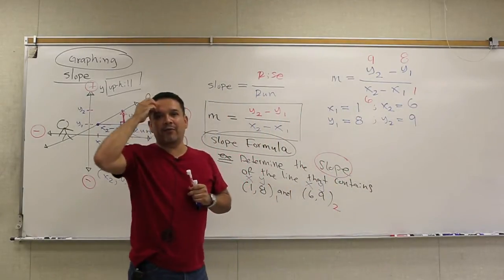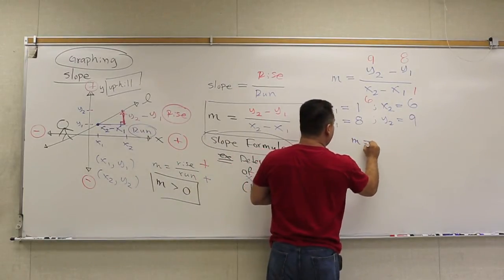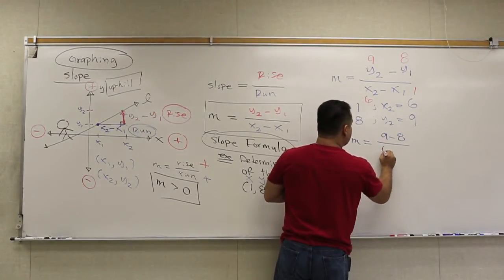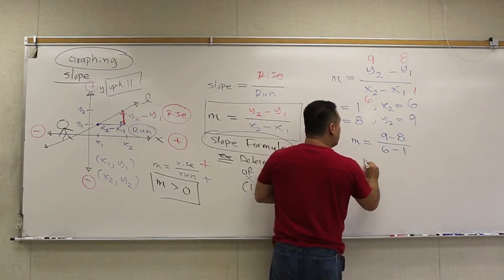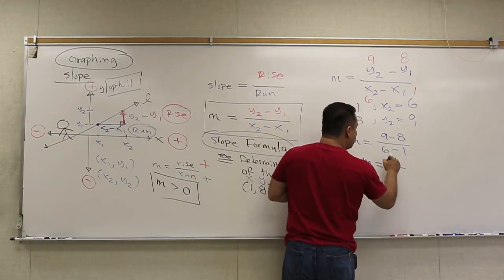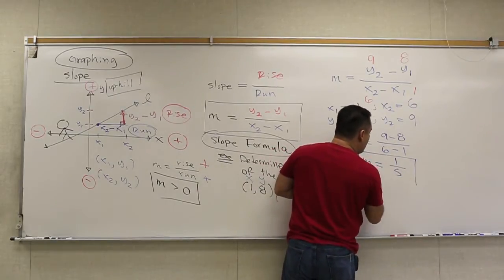So I go back and plug these values in. Your slope's now going to be 9 minus 8 over 6 minus 1. What's my slope now? What's 9 minus 8? 1. What's 6 minus 1? 5. Do you guys know the slope is 1/5?